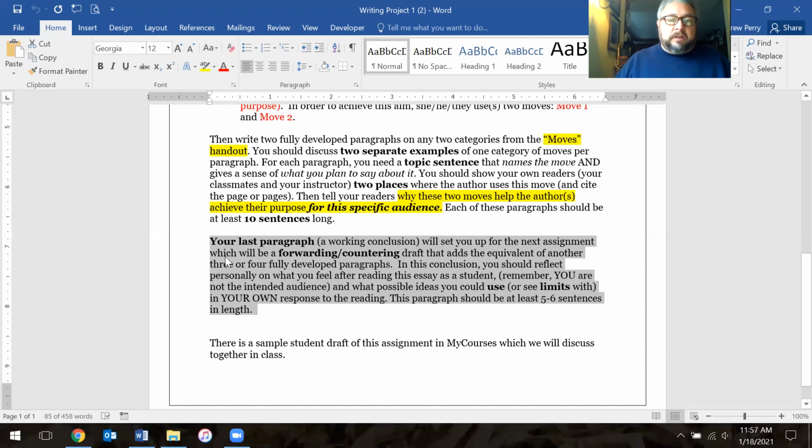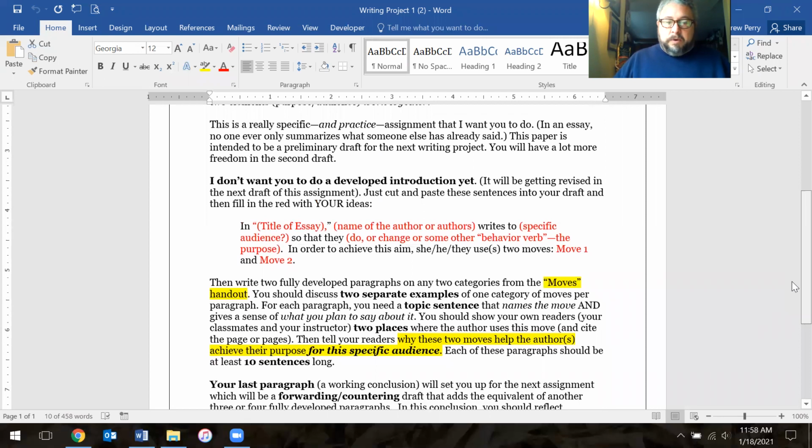So your conclusion simply needs to lay out, I call it a working conclusion because it's going to change. It will set up for the next assignment what you will be forwarding or countering in the next paper. You should reflect on what you feel after reading this essay as a student and what possible ideas you could use in your own response to the reading. And this paragraph, which sets you up for the next paper, is a minimum of 5 to 6 sentences long. Remember, the more specific you are in this conclusion, the better positioned you are to write a better second draft. So that's pretty straightforward. If you have any questions about that, don't hesitate to email me.